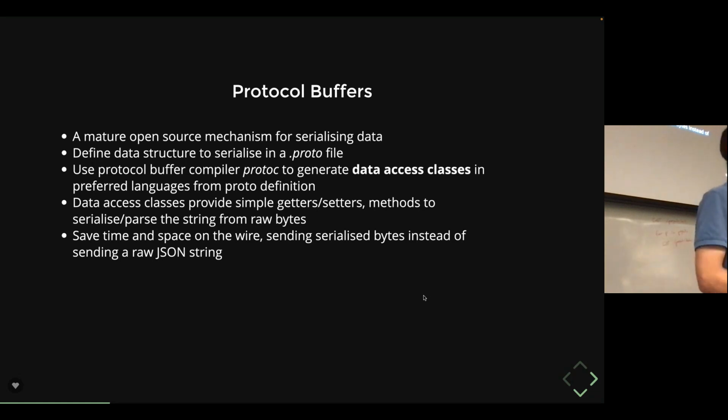Protocol buffers are really great because, again, we're not dealing with big JSON strings anymore. The data is more compressed, right? We're saving a lot of space and much more performant as a result, because we're sending serialized bytes.